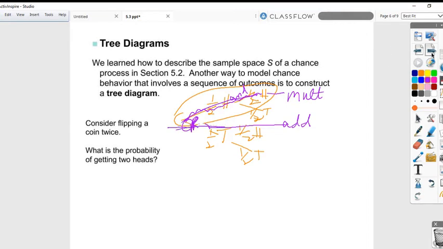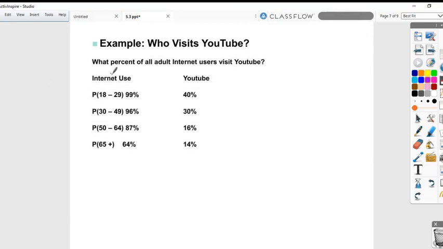All right, so let's take a look at one. It says, what percent of adult internet users visit YouTube? In tree diagrams, it doesn't really matter when you're setting it up if it is dependent or not, but this is dependent. If you go on YouTube, you had to have gone on the internet first. So if this is your A, B cannot happen unless you did A. That's why this is a dependent probability.